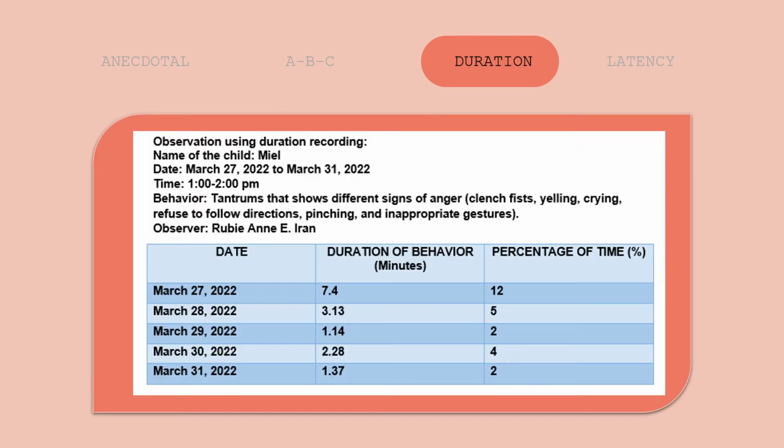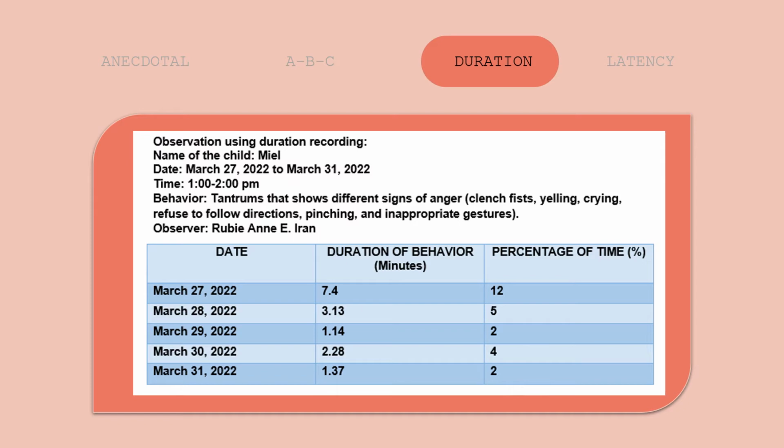Observation using duration recording, we have the name of the child, male, date is from March 27 up to March 31, 2022. Time is 1 to 2 p.m., which is 1 hour. Behavior, tantrums that show different signs of anger: clenched fist, yelling, crying, refusing to follow directions, pinching, and inappropriate gestures. Observer, Rubiani Iran. We have here the date, the duration of behavior in minutes, and percentage of time.